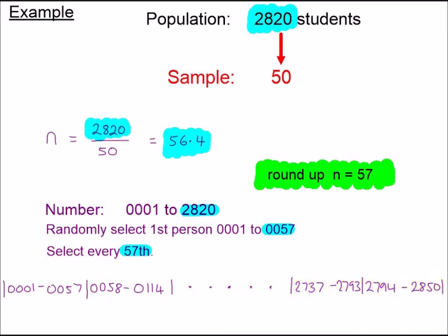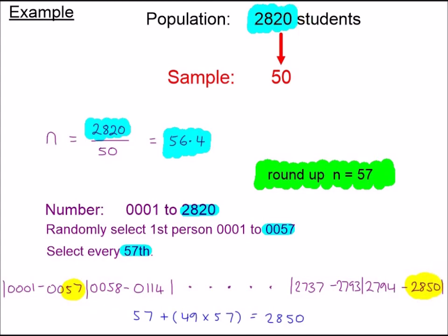So once again, if this is my first student selected, student number 57, I need 49 more to get a sample size of 50. Who will the last one be? So this calculation shows the last person selected would be student number 2850. Now 2850 here doesn't exist. That was my last student, 2820.